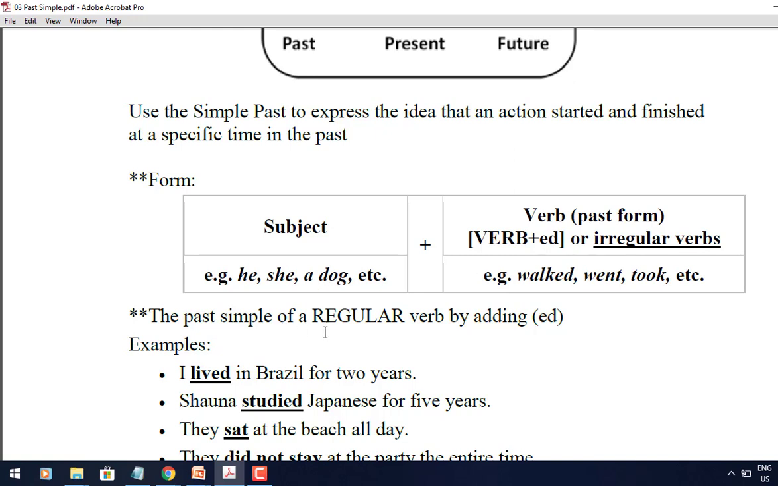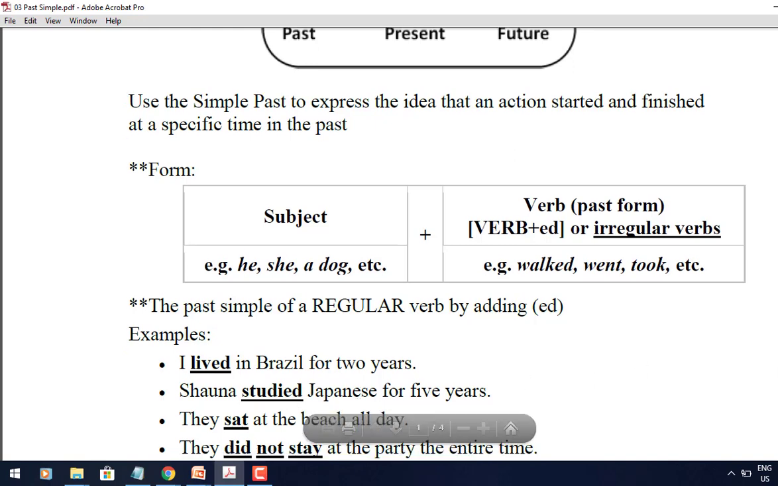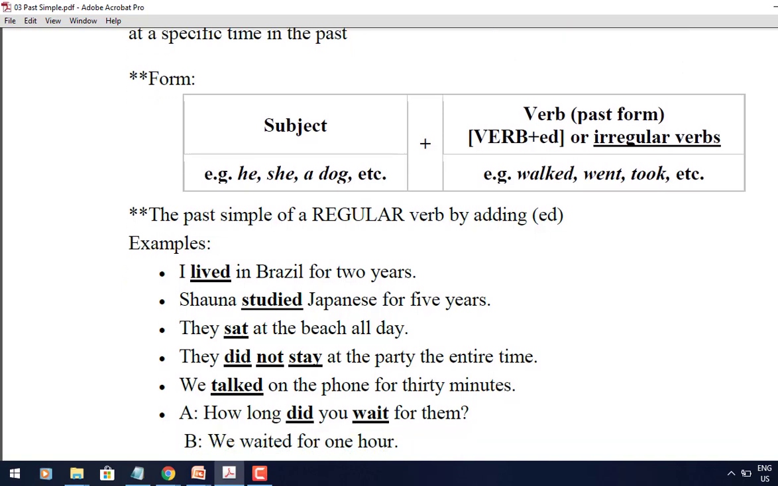The past simple of regular verbs by adding ed. For example, I lived in Brazil for 2 years. Shauna studied Japanese for 5 years. They sat at the beach all day.